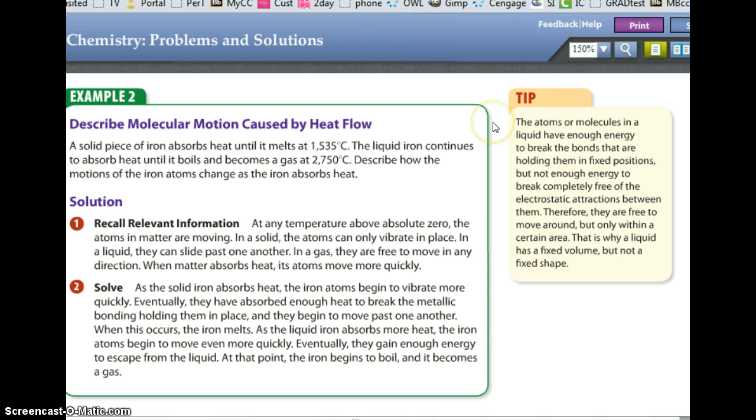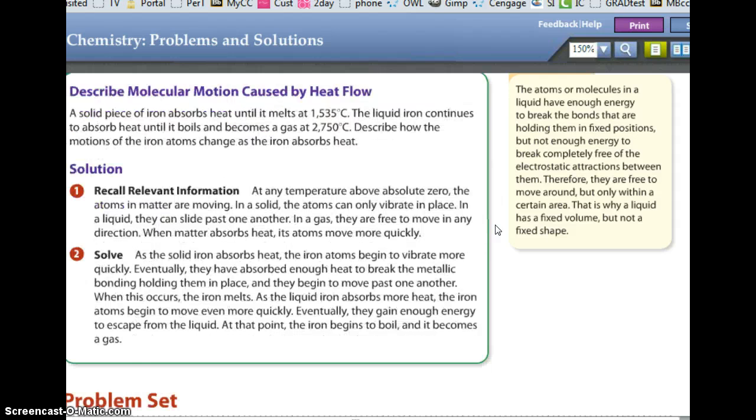Tip: the atoms or molecules in a liquid have enough energy to break the bonds that are holding them in fixed position, but not enough energy to break completely free of the electrostatic attractions between them. So positive, negative is an example of electrostatic. Therefore, they are free to move around, but only within a certain area. That is why a liquid has a fixed volume, but not a fixed shape. So yeah, they can move around, but they still have to be near each other. It's not like a gas that can spread out into the whole room.